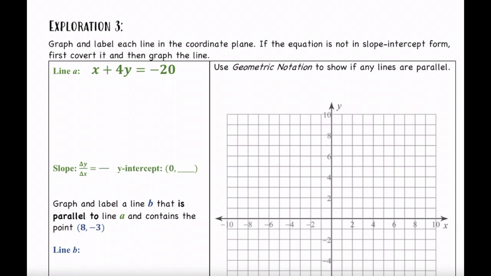Exploration 3 has the same directions as Exploration 2. Graph and label each line in the coordinate plane, and if the equation is not in slope-intercept form, first convert it. So as we look at line A here, I do notice this is not in slope-intercept form. This is in standard form, so we need to solve for y.